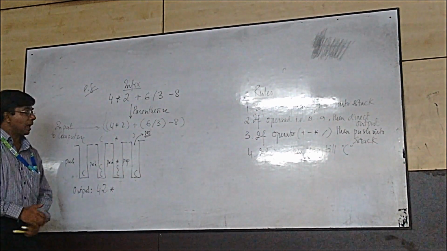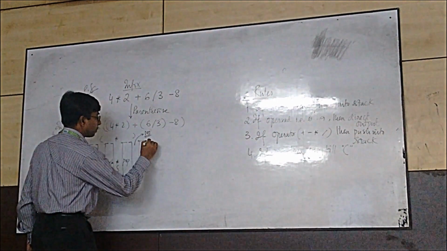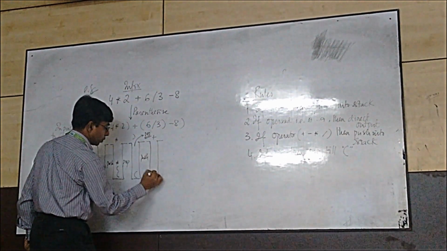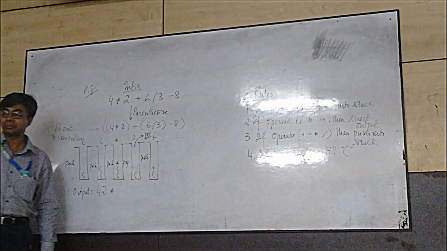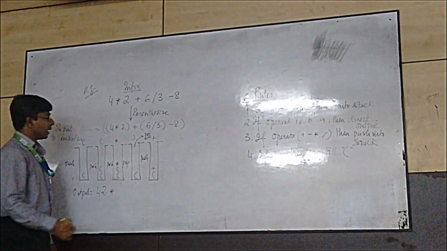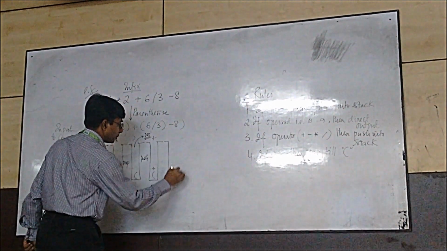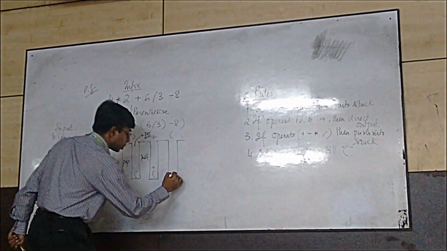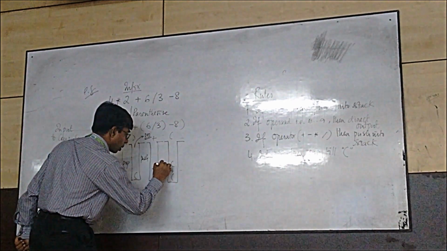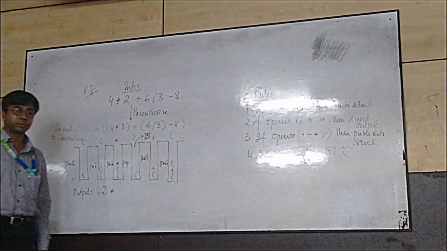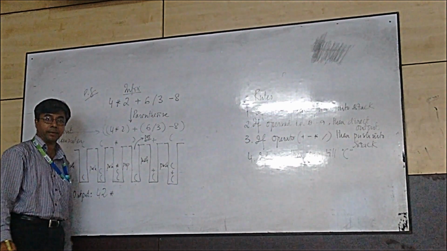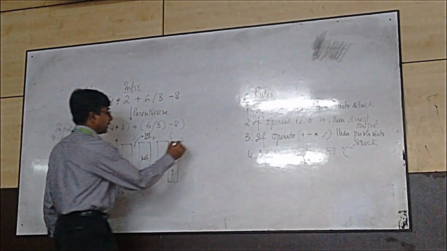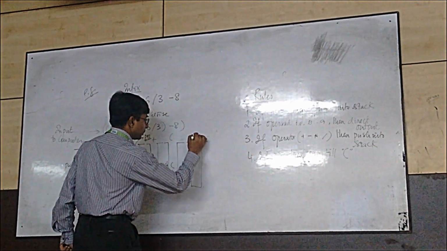Okay? After that, what is coming? Tell me. Plus is coming, right? Yes, sir. Plus, again push. So what happens here now? Plus. After that, what is coming? Another open bracket is coming. So again push. This is the push operation. After that, 6 is coming, right? Output. And after that, division is coming, right? Yes, sir. So again push.